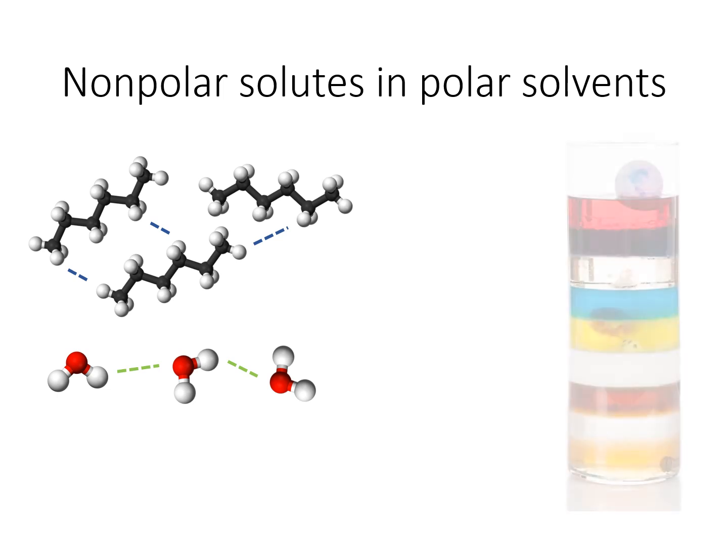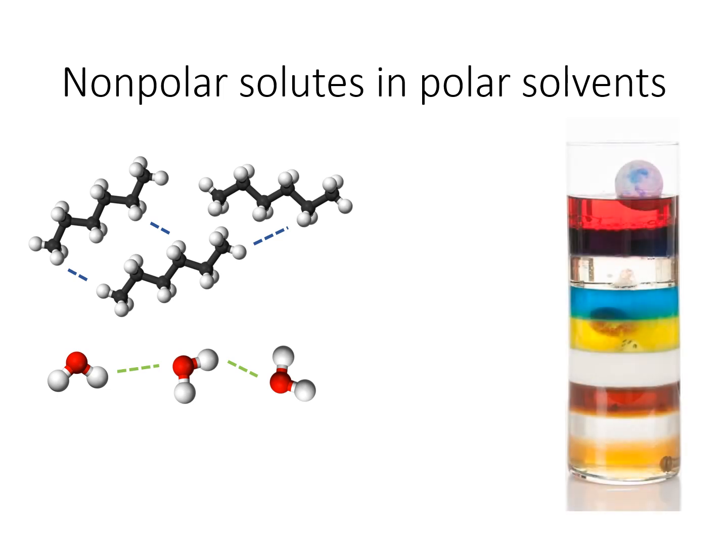And this can be seen in something called a density column. So here we have different layers of chemicals and each layer has a different density. The most dense is down at the bottom. Each layer is either a polar, then a non-polar, polar, then a non-polar liquid, going all the way up.